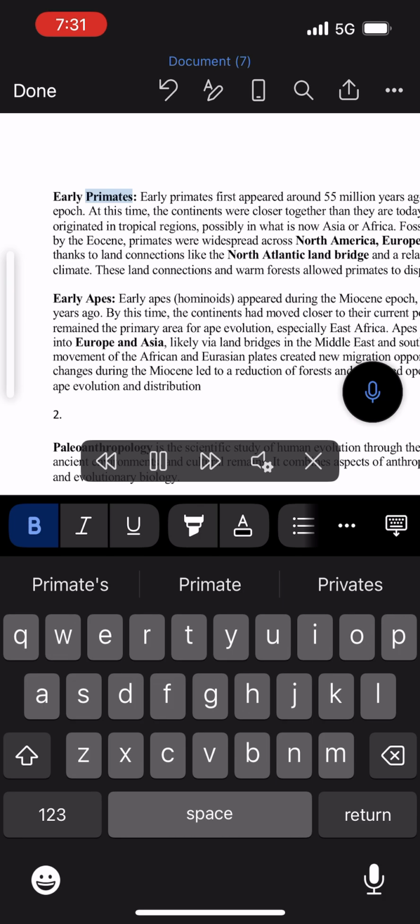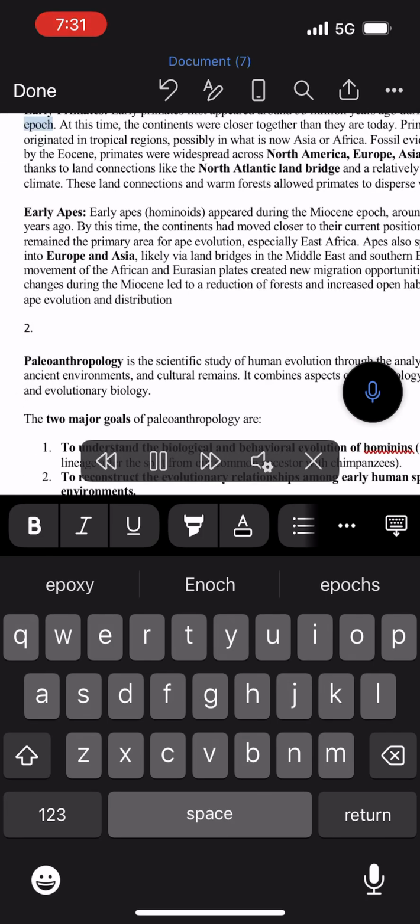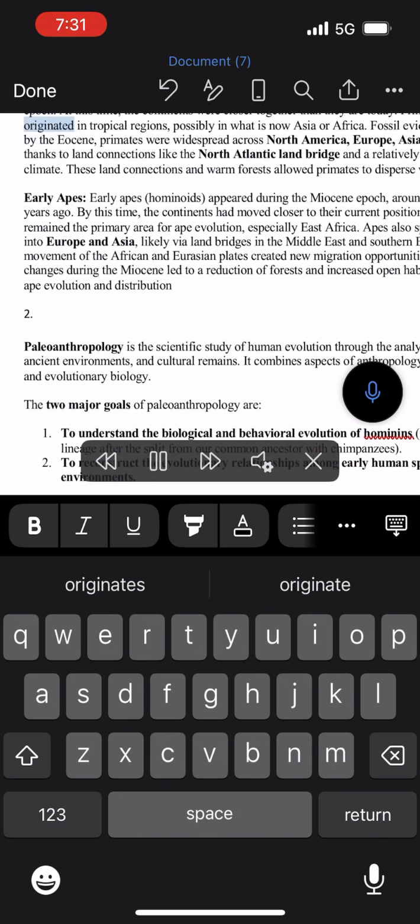Early primates. Early primates first appeared around 55 million years ago during the Eocene epoch. At this time, the continents were closer together than they are today. Primates likely originated in tropical regions, possibly in what is now Asia or Africa.